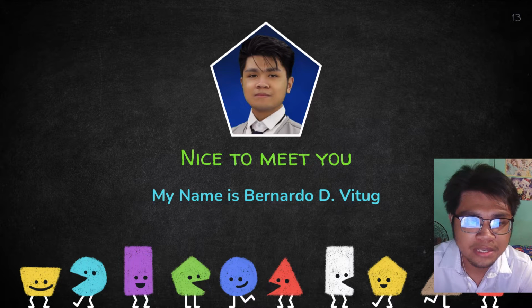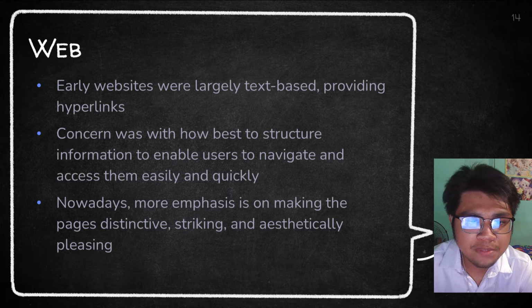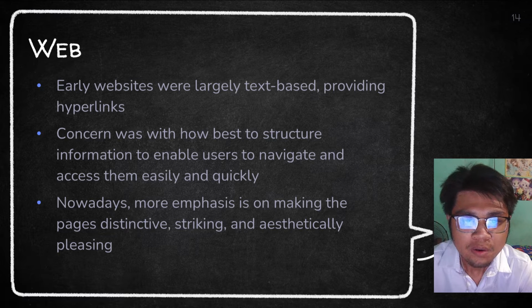First, let's start with web design. Early websites were largely text-based, providing hyperlinks to different places or pages of text. Much of the design effort was concerned with the information architecture, that is, how best to structure information at the interface level to enable users to navigate and access it easily and quickly. The goal of web design has been to develop sites that are not only usable but also aesthetically pleasing. Getting the graphical design right, therefore, is critical.